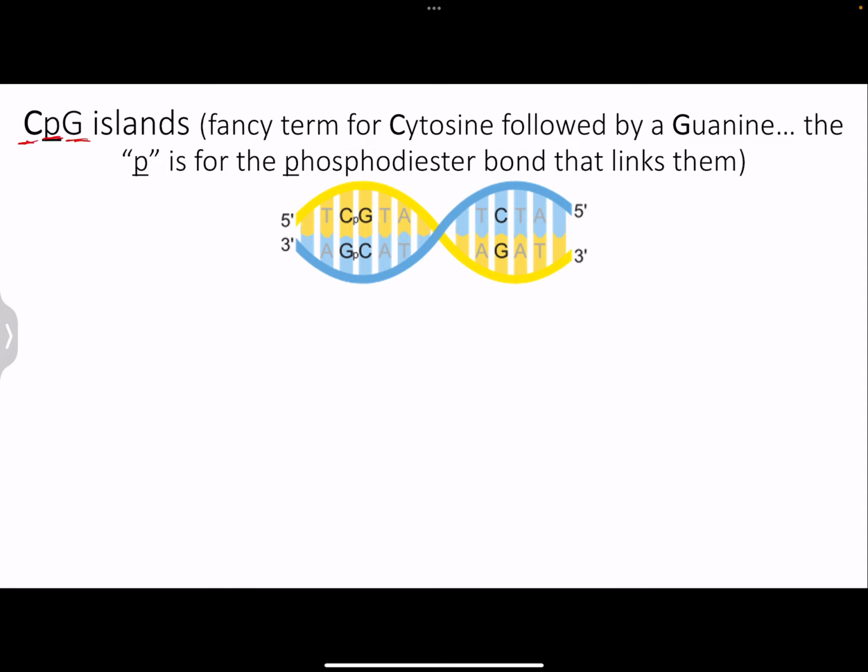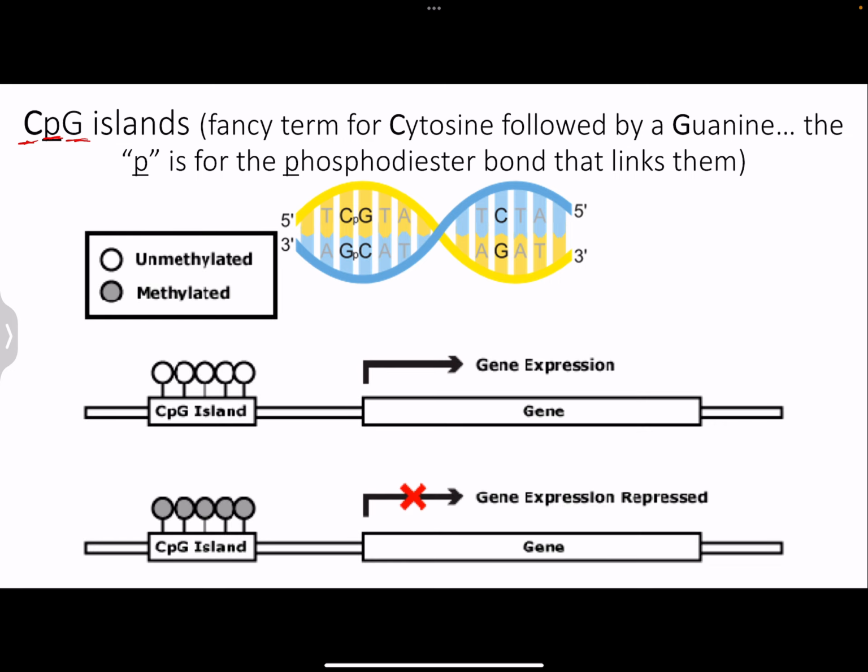So what's this P here? Well, nucleotides are linked via phosphate between the 5' carbon of one sugar and the 3' carbon of the nucleotide sugar above it. So the P is just for phosphate. It's kind of stupid. We could have just called them a CG, and I think it would have made just as much sense. But that's what it is. So it's an area in the promoter where you might have a lot of methylation. And if you have a lot of methylation, this area is going to be turned off and condensed.